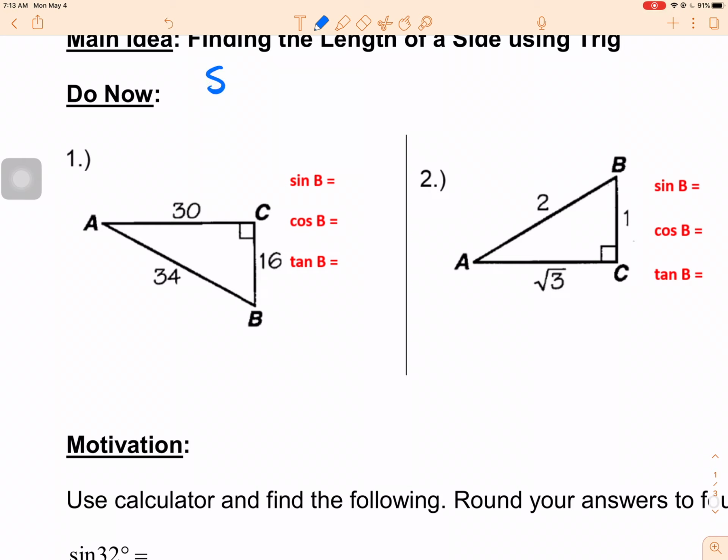So remember we have SOH CAH TOA, right? Sine is opposite over hypotenuse, cosine adjacent over hypotenuse, tan opposite over adjacent. So now, a couple of things. Which side are we going to label opposite, adjacent, hypotenuse? Well, look at what angle we're working with. The sine of angle B, cosine of angle B, tan of angle B. So this is our angle.